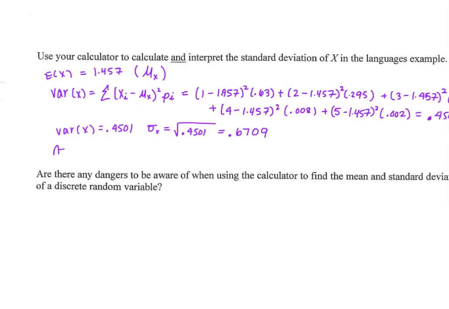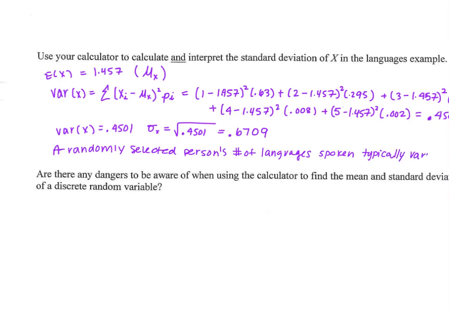So a randomly selected person will speak, or I'm going to say a randomly selected person's number of languages spoken typically varies from expected by about 0.6709 languages.